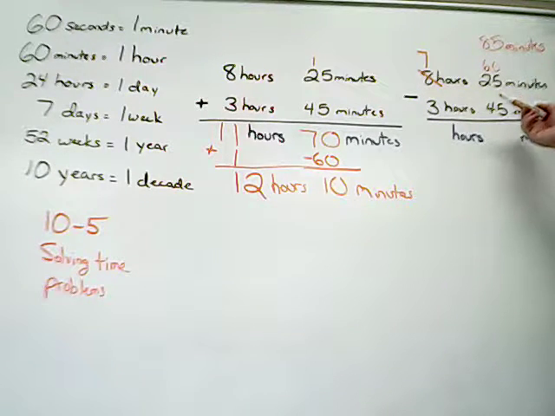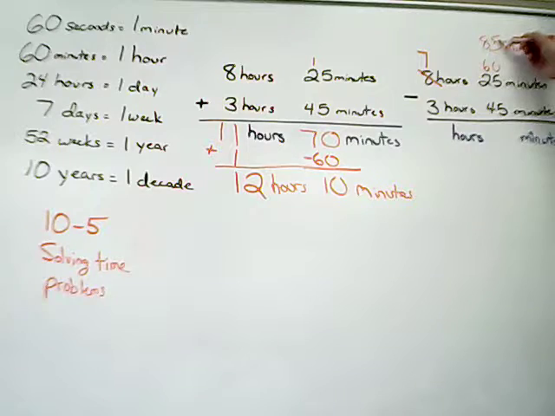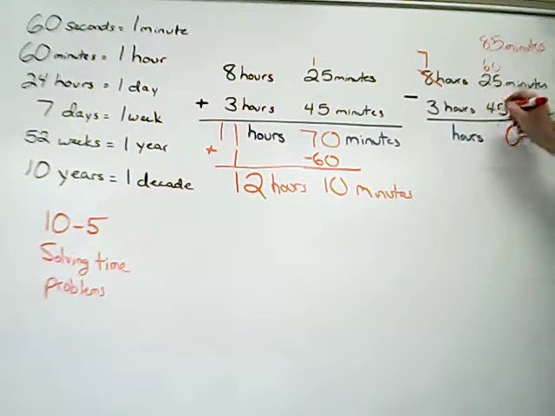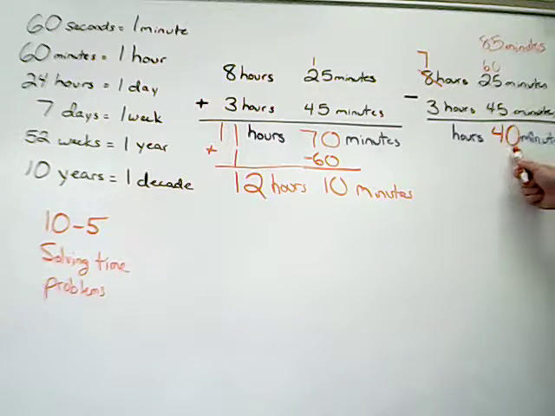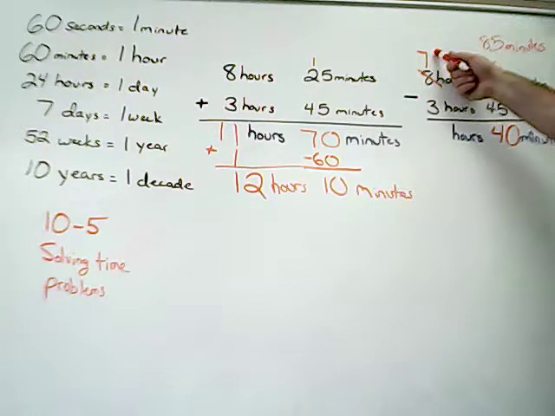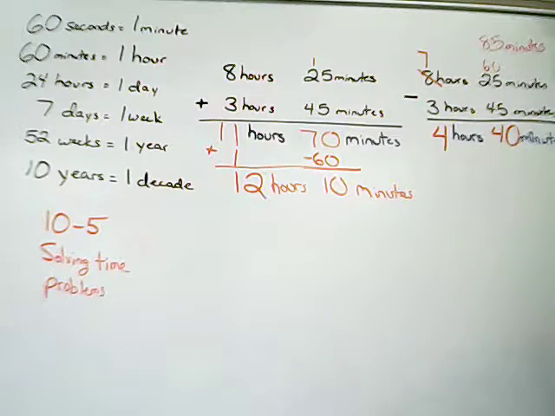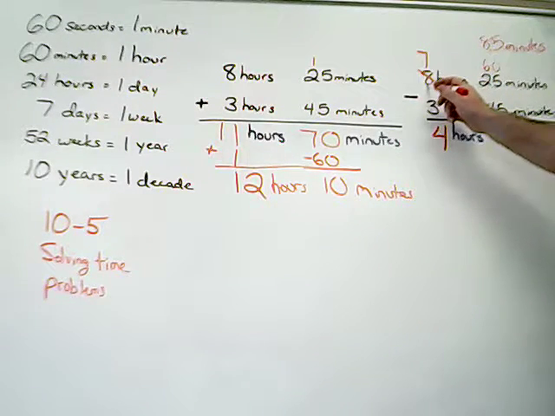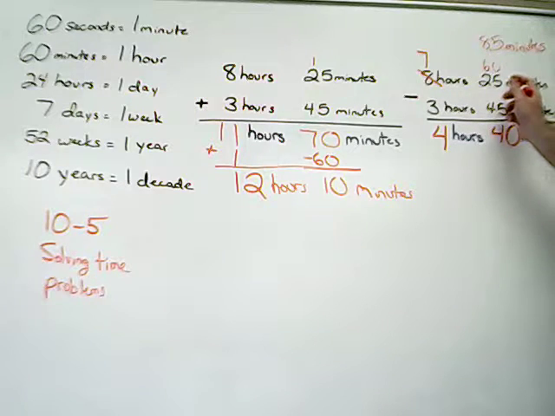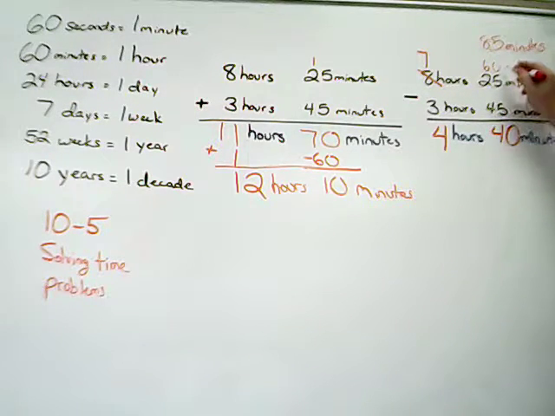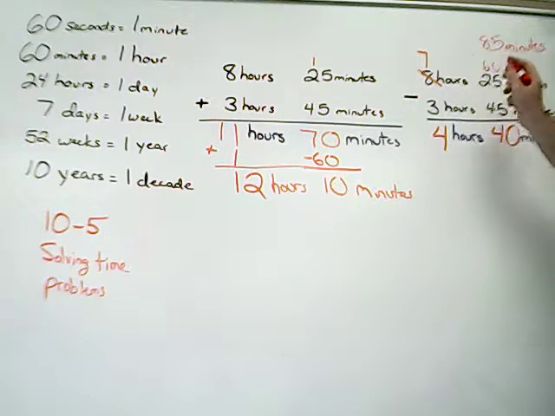Now I can do my subtraction. 85 minus 45. 5 minus 5 is 0. 8 minus 4 is 4. So I'm left with 40 minutes. And I do my simple subtraction. 7 hours minus 3 hours gives me a total of 4 hours. The big thing to remember with this is when you borrow from your hours, you need to change it into a whole hour worth of minutes. So that's where I got my 60 from, because 60 minutes is equal to 1 hour.